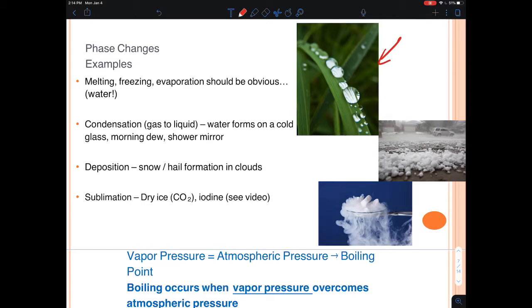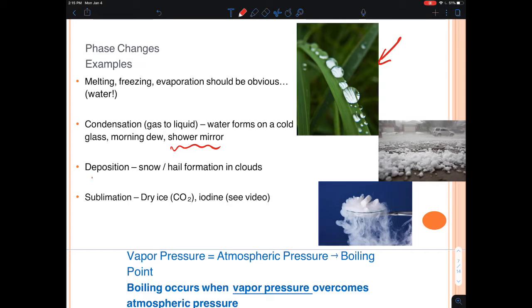For condensation, morning dew, that's what we see here. You might notice water on the grass in the morning or on your car. We talked about the shower mirror. Yesterday you had an example of when you have an ice cold glass of water sitting out, you'll notice water forms on the outside of the glass. So these are all examples of condensation.